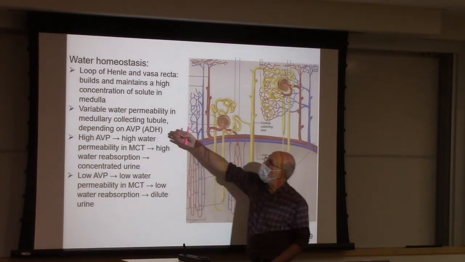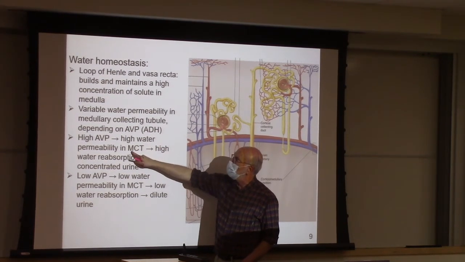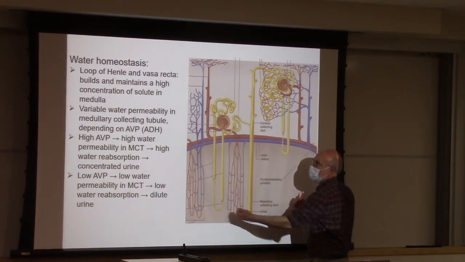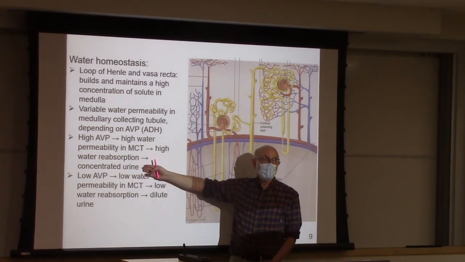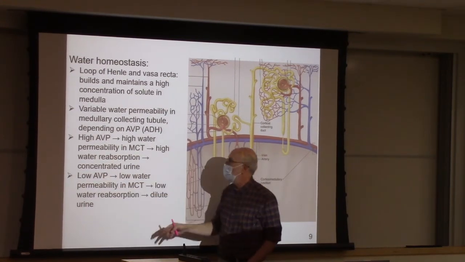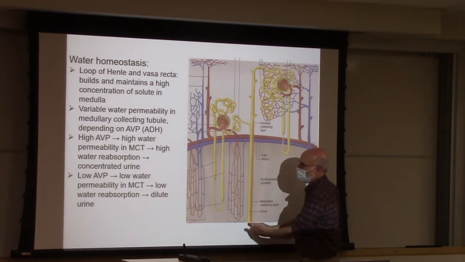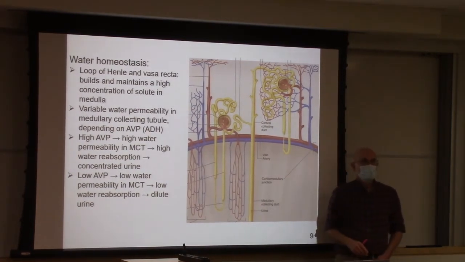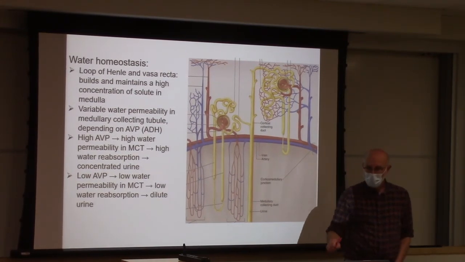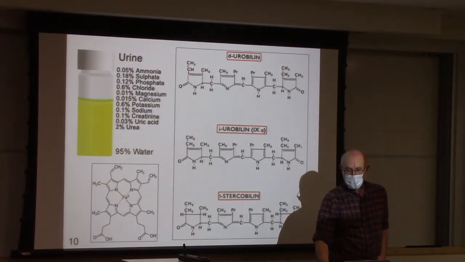In the presence of vasopressin, high permeability in the medullary collecting tubule, high water absorption, concentrated urine. Low vasopressin, low water permeability, dilute urine. We're gonna use that in a moment.